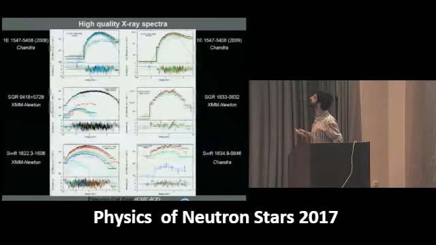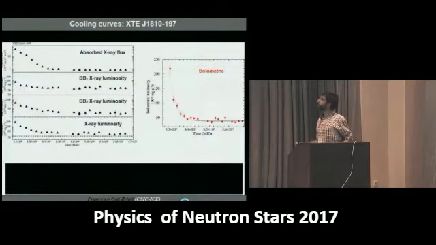Here you see some examples of high-quality X-ray spectra for different magnetars acquired mainly by Chandra and XMM-Newton. Here I also highlight the contribution of the different components to the observed X-ray emission. You see that in most cases, more than one component is needed to describe the overall X-ray emission, but in other cases, such as SGR 1833 and Swift 1834, a single blackbody model alone was enough to describe the overall emission. Here is an example of a cooling curve.